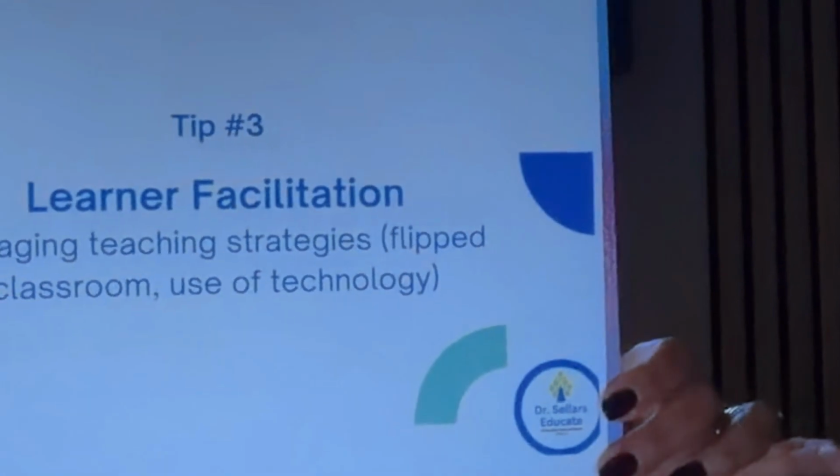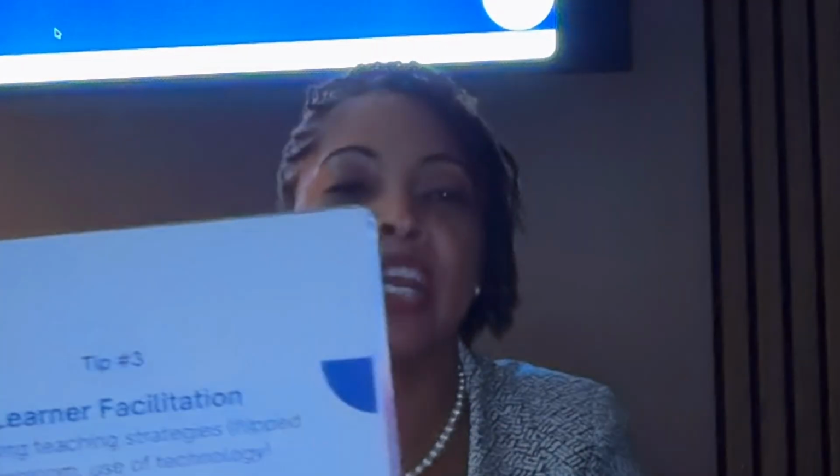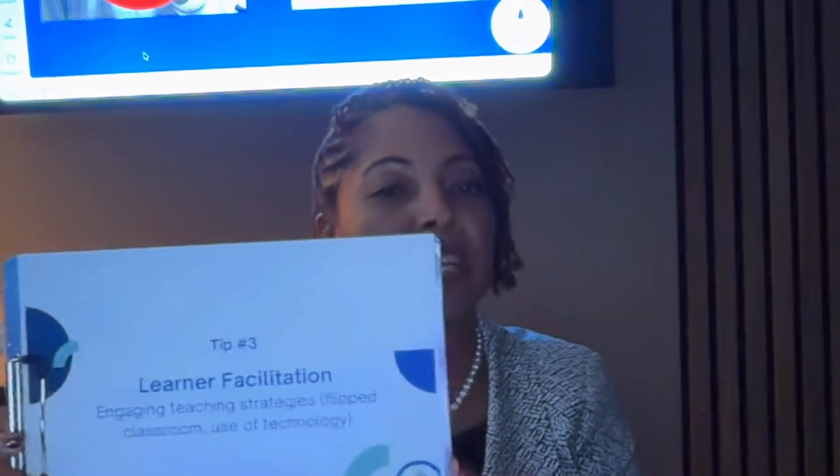And then tip number 3, you all can probably guess what that is. It's going to be learner facilitation, right? So we have to think about the value of learning and specifically, what are we bringing into the classroom when it comes to our students? So this is what we want to consider. Number 1, engaging teaching strategies. All right, so flipped classroom is an example, and use of technology.